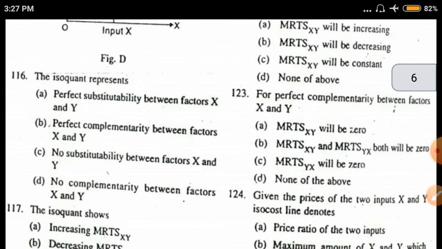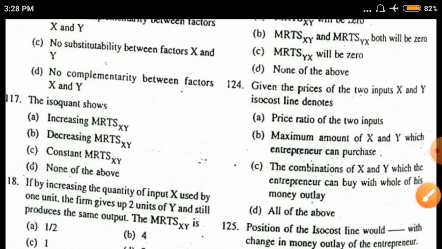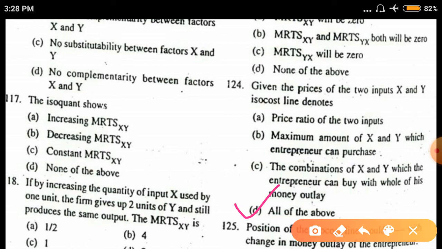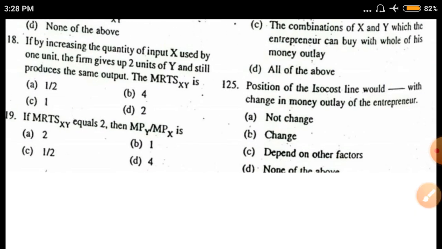Question number 123. For perfect complementarity between inputs x and y, MRTS XY and MRTS YX both will be 0. Given the prices of two inputs x and y, isocost line denotes all of the above. Question number 125. Position of the isocost line would change with the change in the money outlay of the entrepreneur. So it changes.